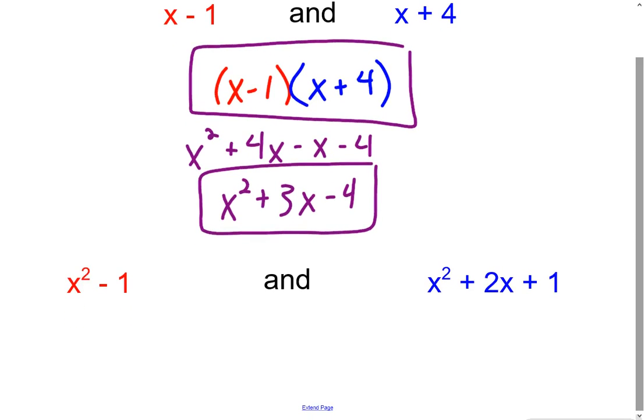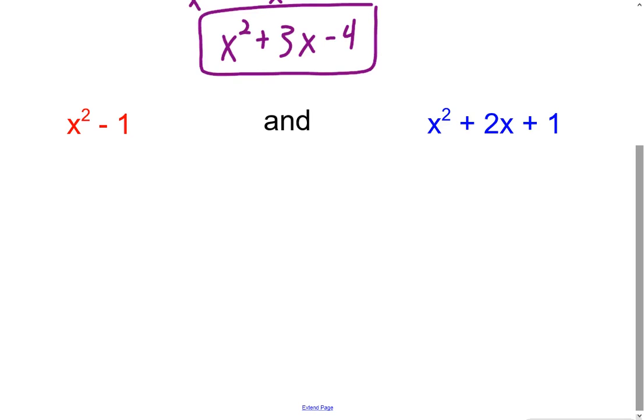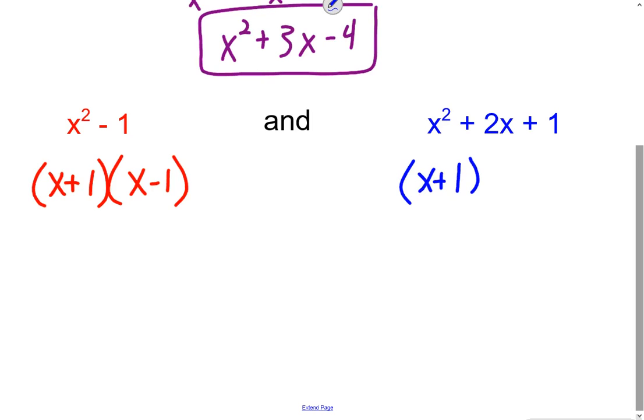Now on this next one, I notice that I can actually factor them. So when I factor them, my first one, my x squared minus 1, we have the difference of 2 squares here. So my 2 factors will be x plus 1 and x minus 1. And in this one, I notice that this is a perfect square trinomial where my 2 factors are x plus 1 and x plus 1.